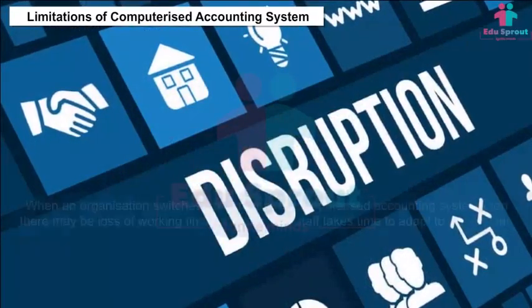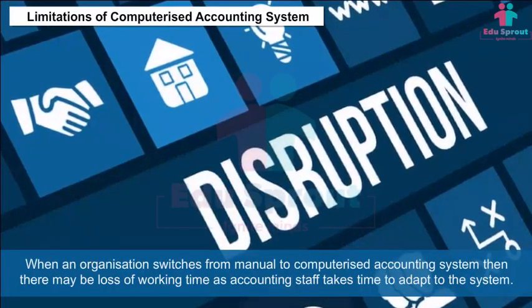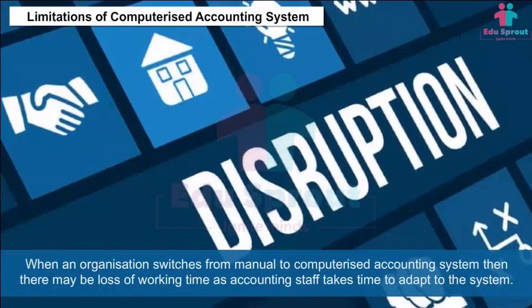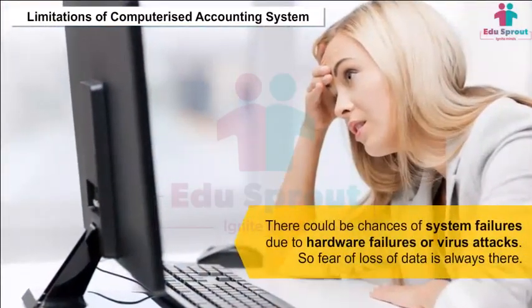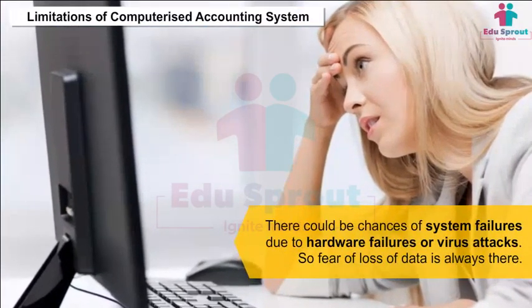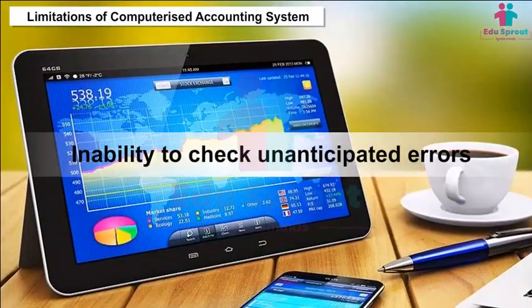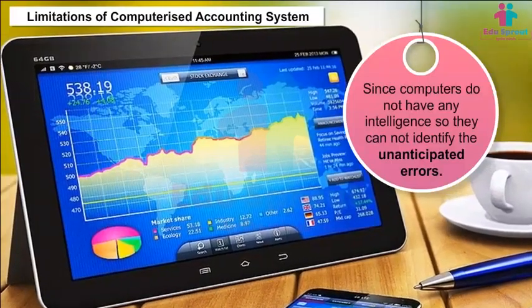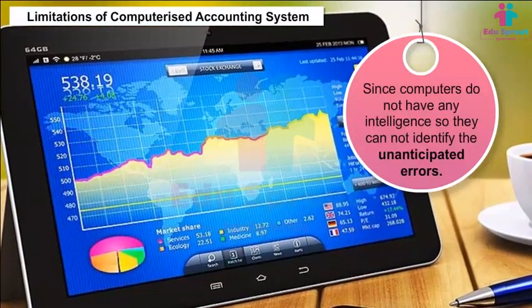Disruption. When an organization switches from manual to computerized accounting system, then there may be loss of working time as accounting staff takes time to adapt to the system. System failure. There could be chances of system failures due to hardware failures or virus attacks, so fear of loss of data is always there. Inability to check unanticipated errors. Since computers do not have any intelligence, they cannot identify the unanticipated errors.